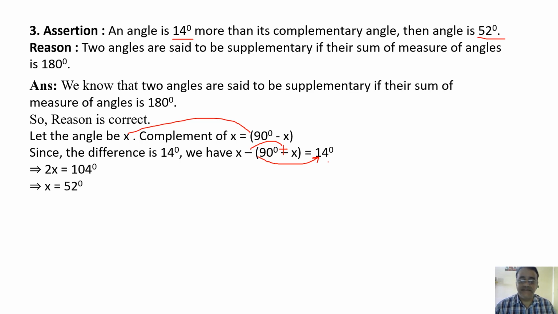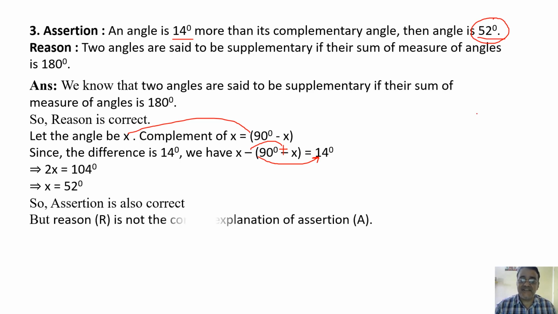52. Right, 52. So the angle given in the question's assertion is 52, that means assertion is also correct. But reason is not the correct explanation of assertion. Did you understand? Yes, sir. So which is the correct option?